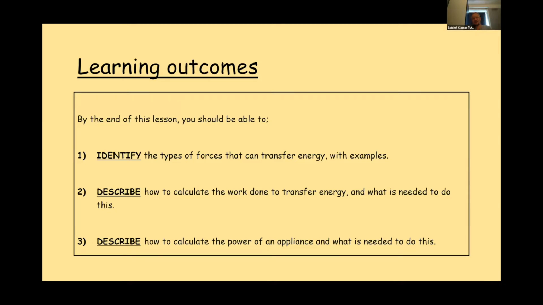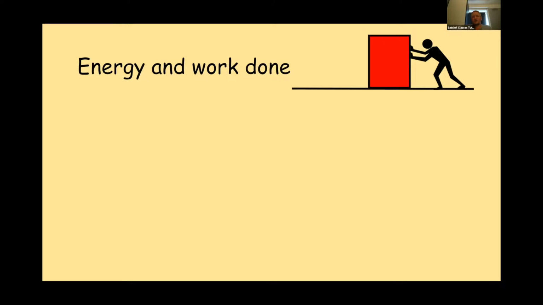So that's identify the types of forces that can transfer energy with some examples, classifying them as contact and non-contact. The next part of this is describe how to calculate the work done to transfer energy and what's needed to do this. To understand this, we need to know what energy and work done are and how they relate to each other.